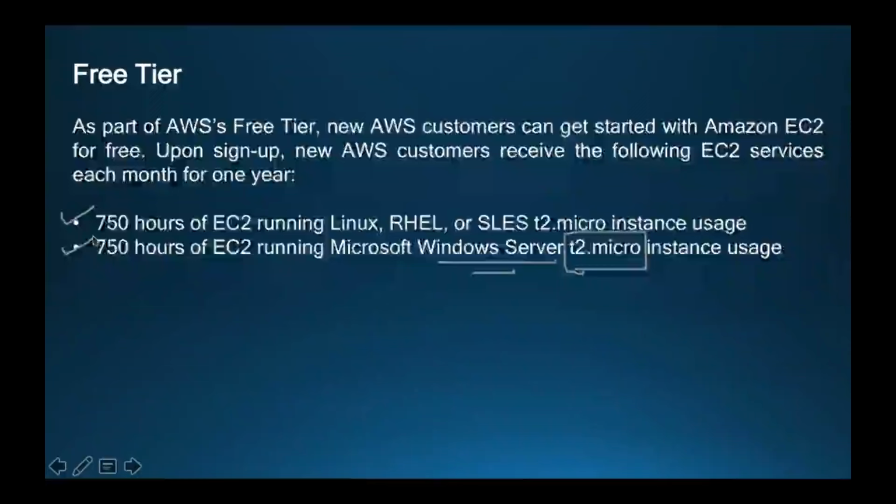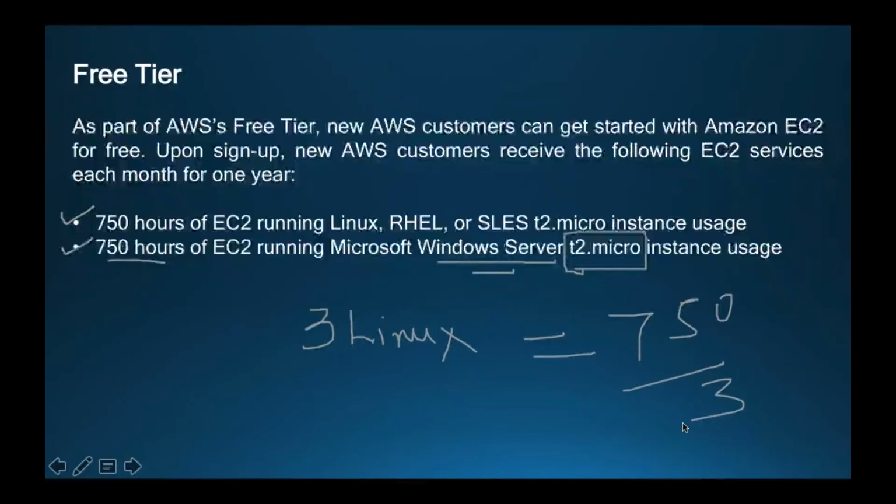You have to understand that it is an hourly based model. For example, let's suppose you are running three Linux instances. In that case, the 750 hours is divided by 3, which means that each instance can run only 250 hours for that month. If one Linux instance out of the 3 exceeds 250 hours, then you have a charge for that.